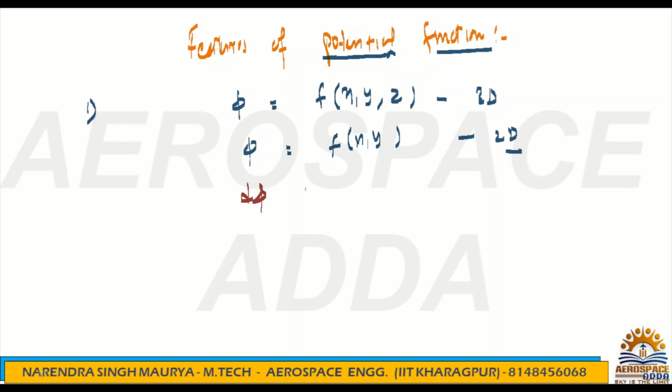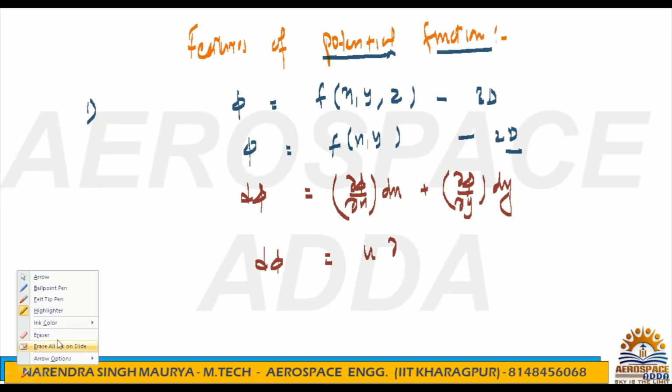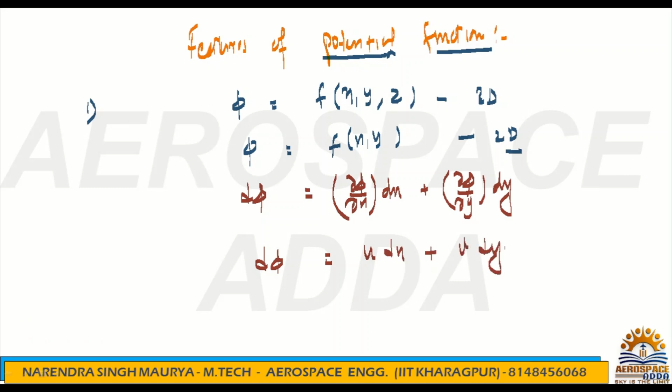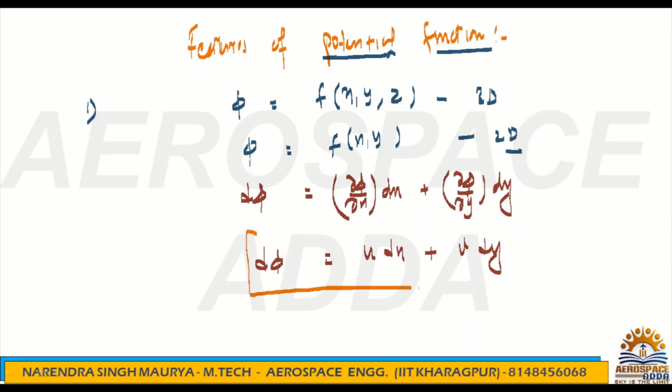So the total derivative d phi is nothing but dou phi by dou x into dx plus dou phi by dou y into dy, right? Then what is d phi? It's dou phi by dou x, which is u, into dx, plus v into dy. Finally you got this equation. This is a very unique result.